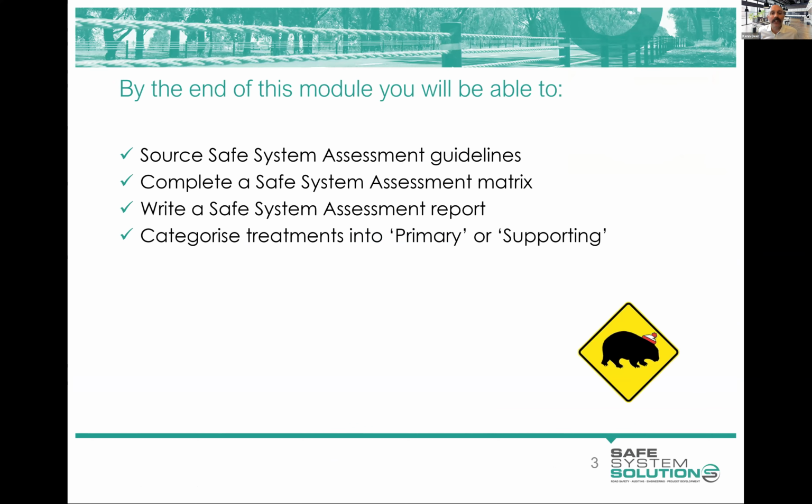I'm going to point you at the guidelines, the different guidelines available to you. We're going to go into the safe system assessment matrix. The matrix, that's the meat of a safe system assessment. How to write up the report, and then how to categorize treatments into primary or supporting. That's something we haven't done a lot of discussion about. That's some terminology you're going to need to get your head around as you go.